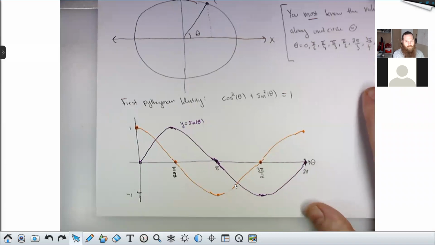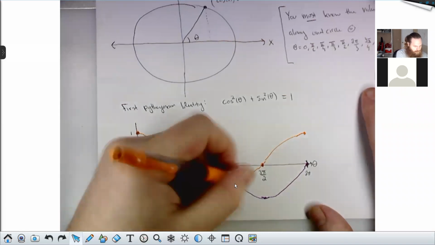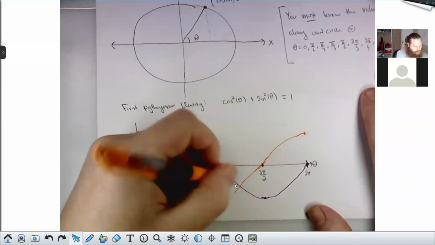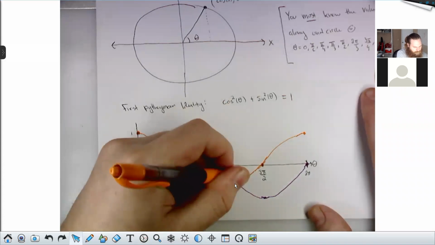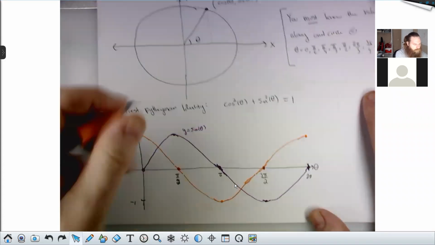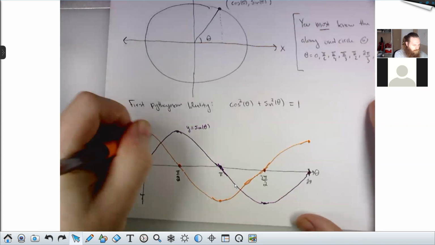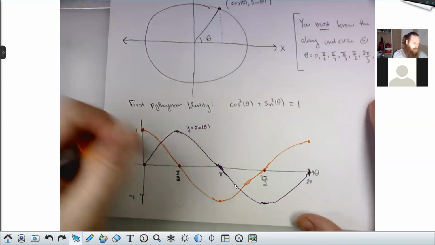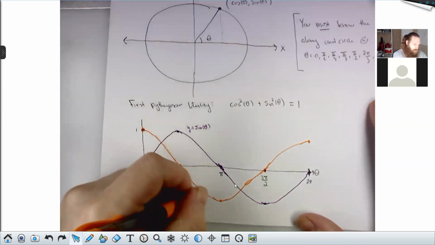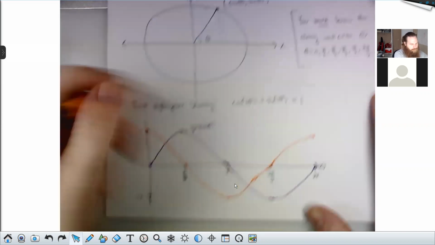So here in orange, this is the cosine function. Sorry for this little wobble here. Oh, sorry, this pen just wants to go there. All right. So here is the cosine function.